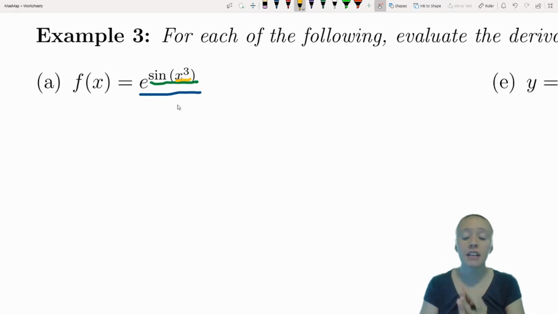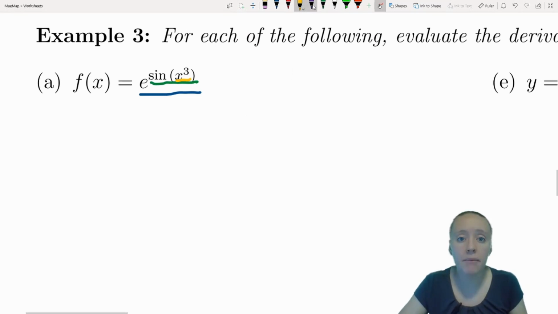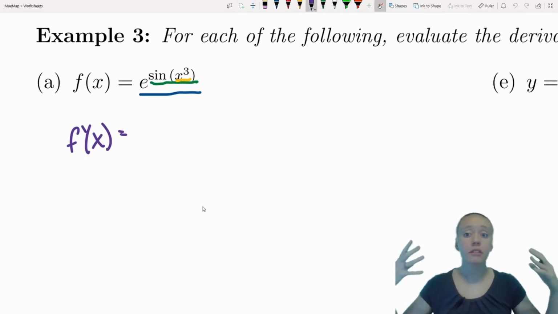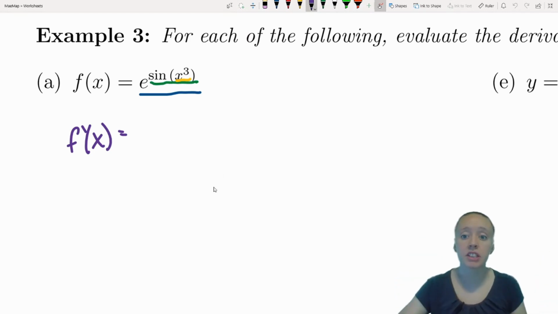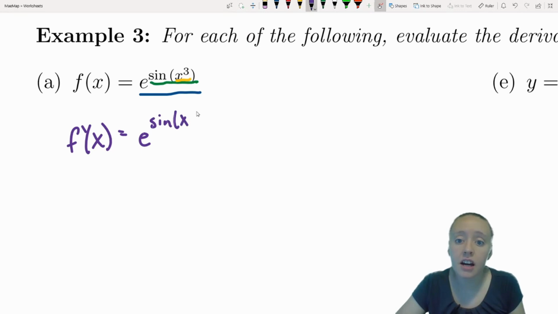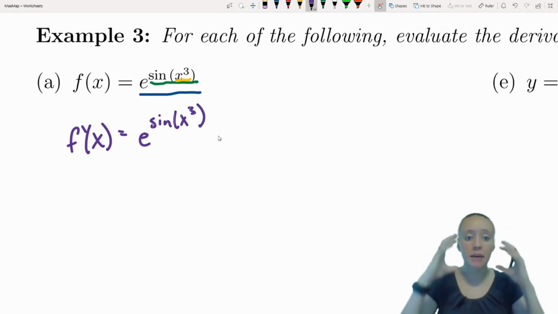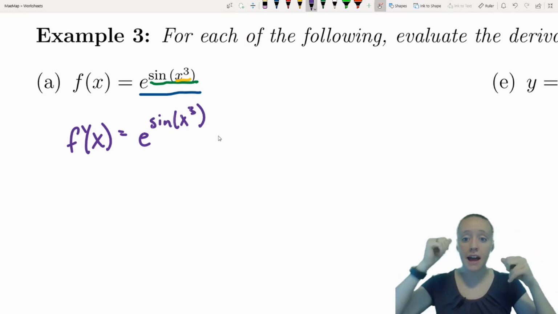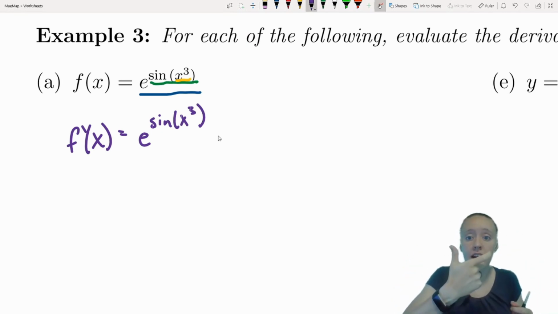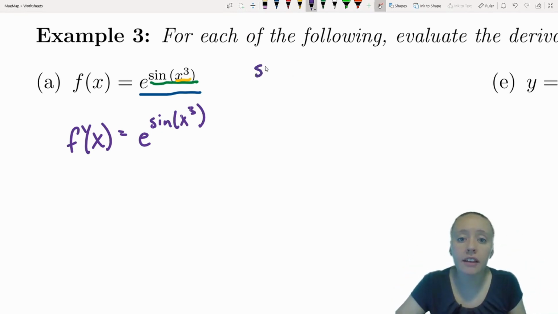So we're going to take the derivative, applying this chain rule. So f prime of x is going to start by, well, taking the derivative of e to some function is e to the sine of that x cubed. The same exact thing. Whatever we had e raised to, it's e to that, and then we multiply by the derivative of that.